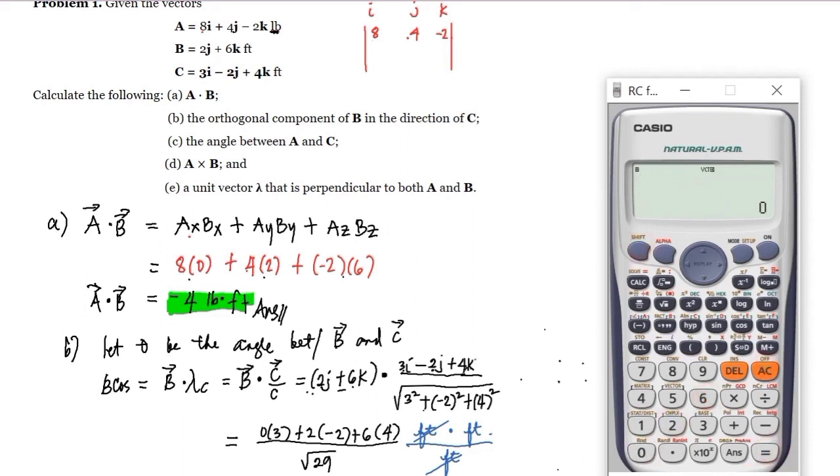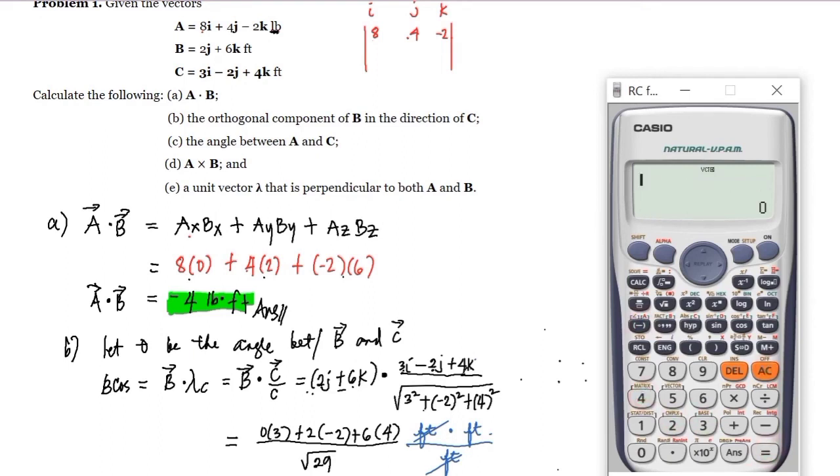And again, shift vectors, that's 5 dimension, and let's enter vector C, so that's 3. And that's 1 here. So we have here 3i minus 2j plus 4k.